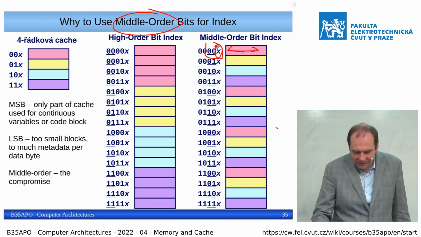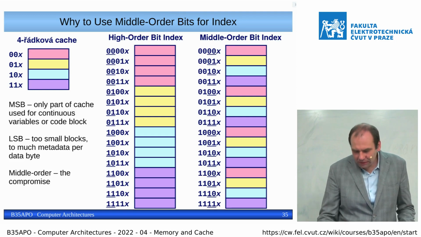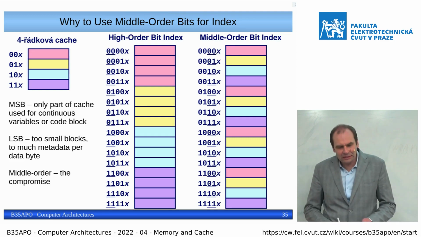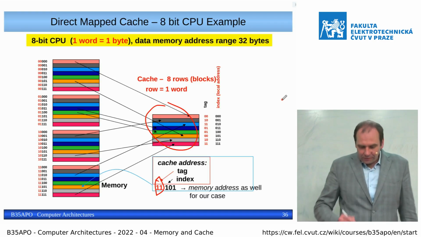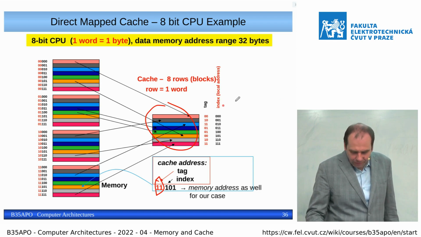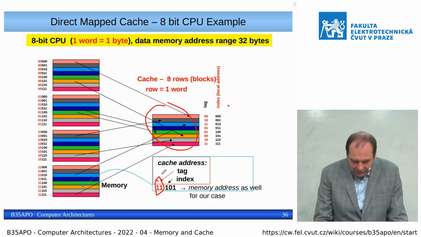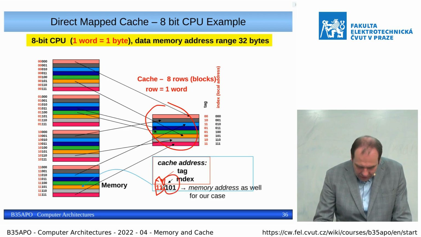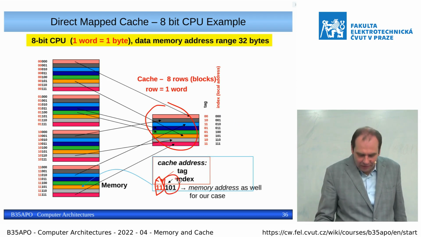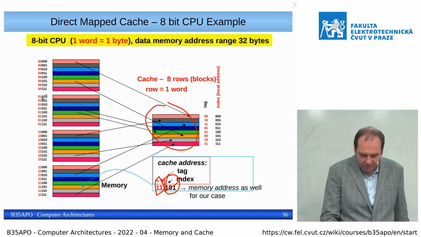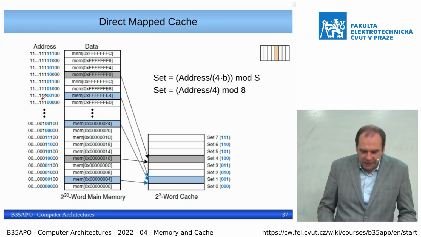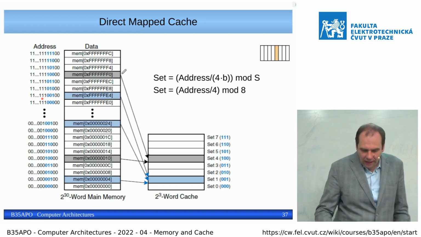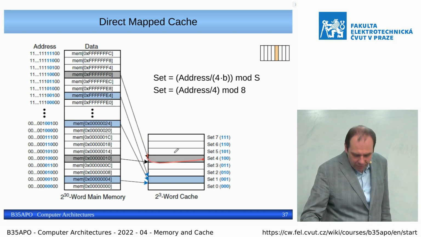Okay, I think about this that it is in fact 0, but you are right that we can say that it is middle order. Or it is correctly written here, but I have... Okay, so in fact, in this case, we have the index. The index is given by the least significant bits, and the tag is given by the two most significant bits. And there is a problem that data from different locations map to a single row.